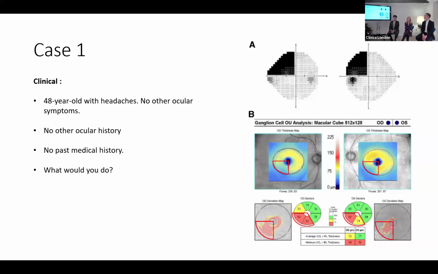So this first case was someone that was brought into our diagnostic clinic in my NHS practice, a 48-year-old who presented with headaches, no other ocular symptoms, no past ocular history, and no other past medical history as well. So this is what I identified. I saw this on the testing in my virtual clinic. So what would everyone do? Is there any particular approach you would take when you see something like this presented to you?